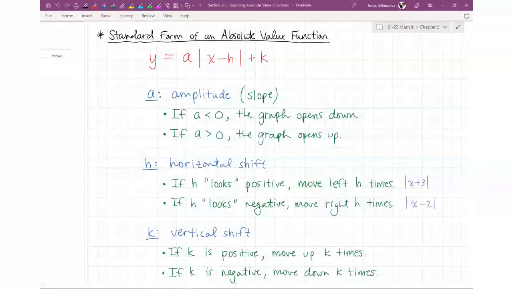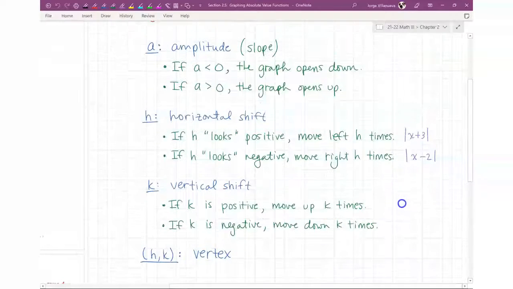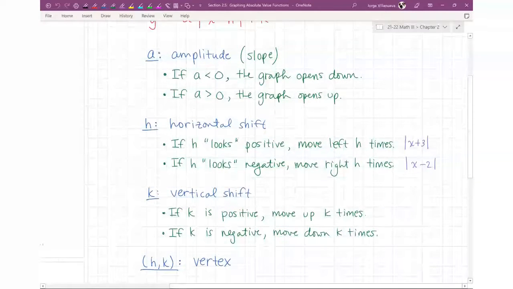You guys see the similarity? H, K, right? It moves left, right, up, down. A is your amplitude. Only we called it a slope here. We're not going to call it a slope with the parabola. Okay? But there's a similarity there. Okay, and then notice a little bit lower. HK is my vertex. Right?